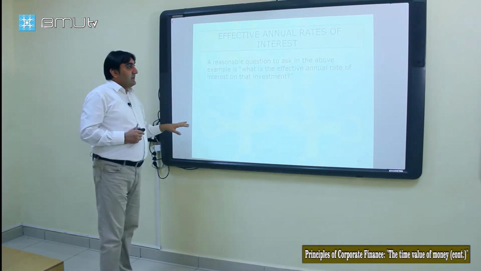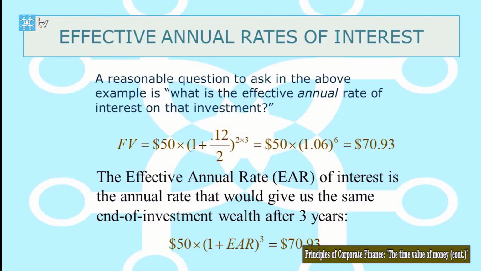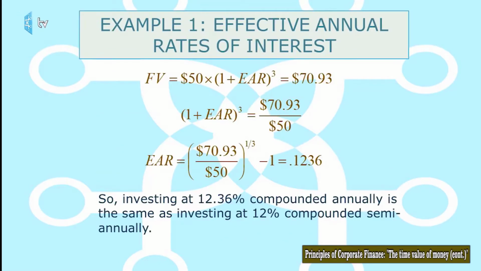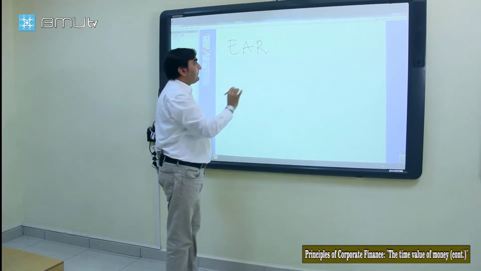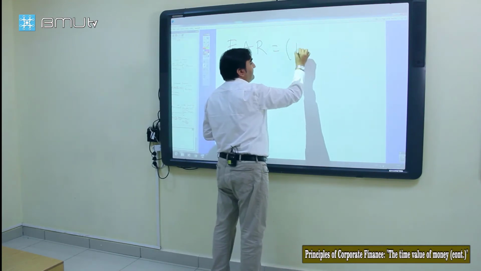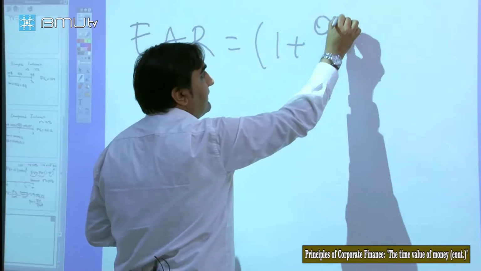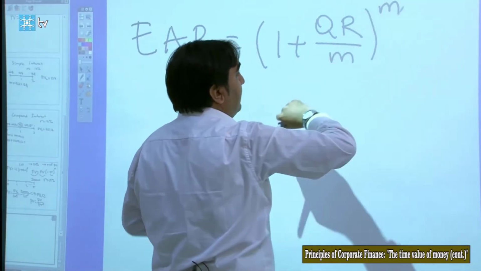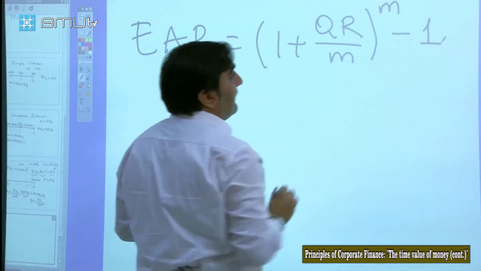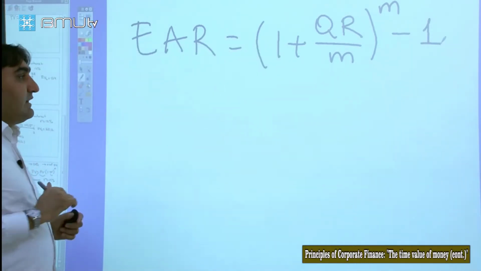A reasonable question to ask in the above example: what's the effective annual rate of interest on that investment? The effective annual rate of interest is the annual rate that would give us the same future value, the same end of the investment worth after 3 years. We can calculate the effective annual rate as 1 plus the quoted rate divided by the number of periods, to the power of the number of periods in a year, and we subtract 1 to get the effective annual rate.